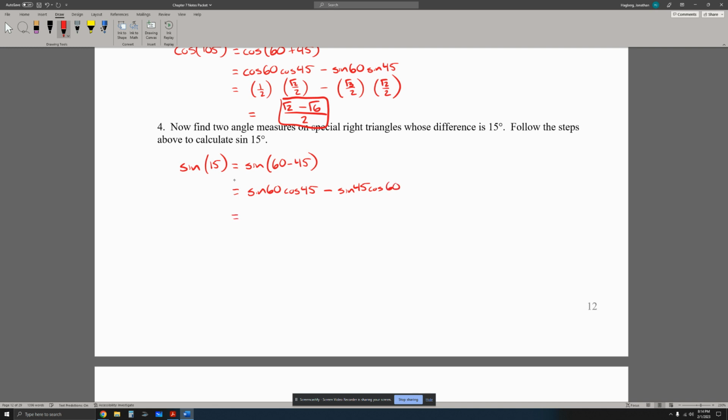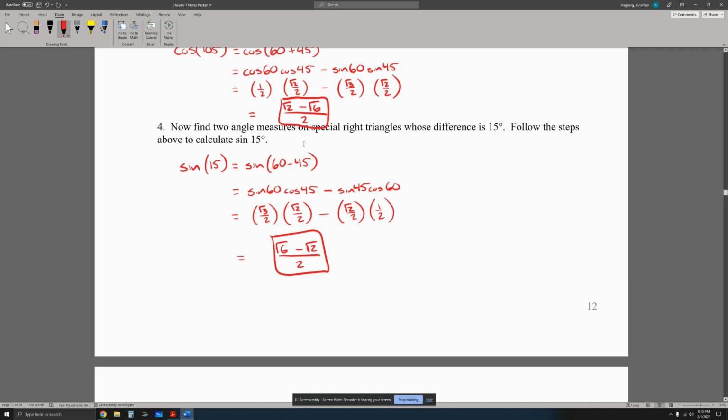All right, so then the sine of 60 we already know is the square root of 3 over 2. And then the cosine of 45 is square root of 2 over 2, minus the sine of 45, root 2 over 2. And then the cosine of 60 is 1/2. So multiplying this out, we get the square root of 6 minus the square root of 2, and again, that common denominator of 2. So we have square root of 6 minus 2 all over 2.